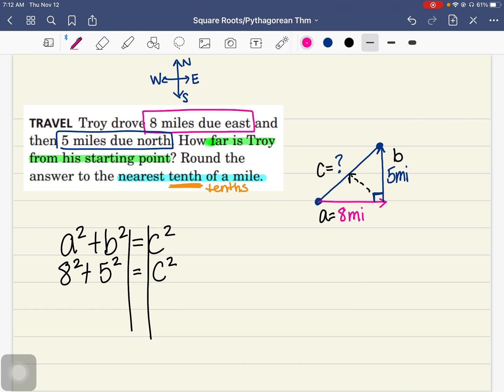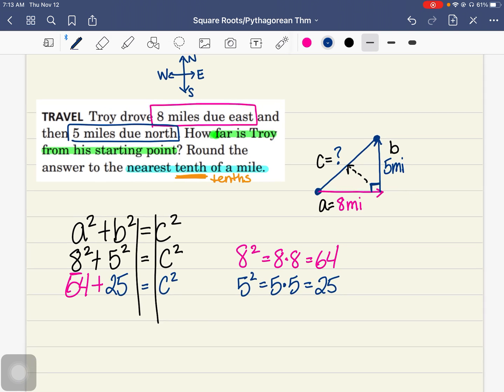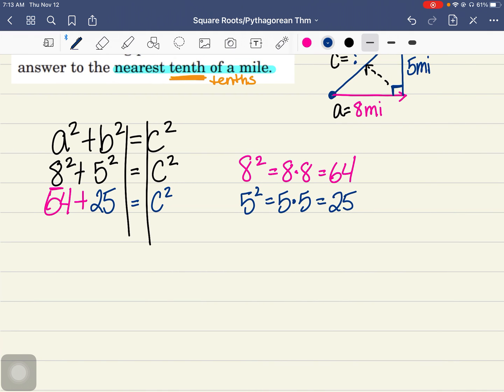All right. Also, let's remember 8 squared is not 16. It's 8 times 8, which is 64, plus 5 squared is not 10. It's 5 times 5, which is 25, is equal to c squared. We can actually add these two together because they're on the same side of the equal sign. So I'm going to add those two up, and 64 and 25 is 89. So we get 89 is equal to c squared.